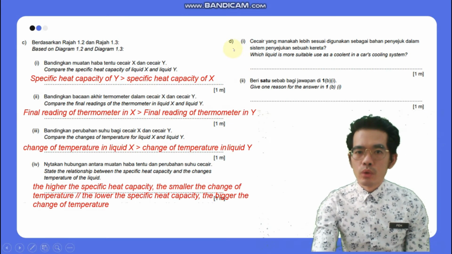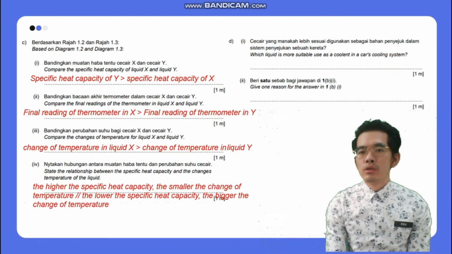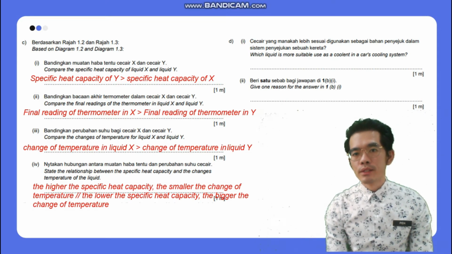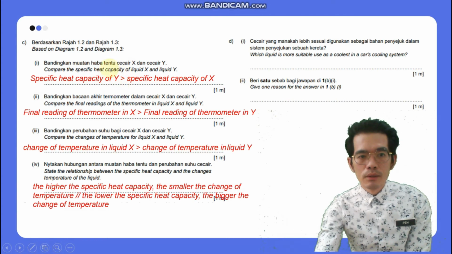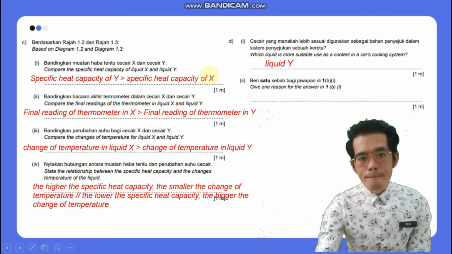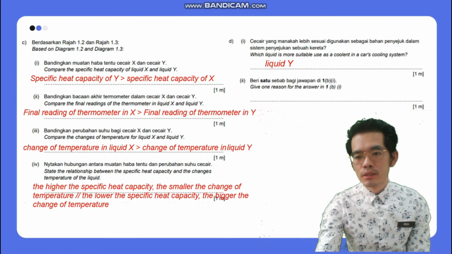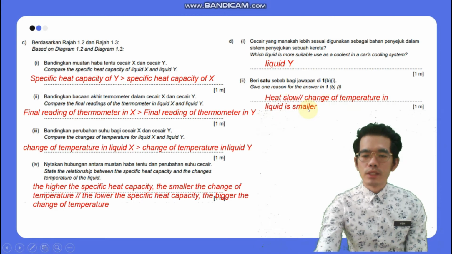Okay, so we go to question D1. Which liquid is more suitable to be used as a coolant in a car cooling system? For choosing the material as a coolant agent, the coolant must be able to absorb more heat without showing a higher change of temperature. That means we need to choose the bigger value of specific heat capacity. So here we need to choose material Y. The reason is Y has a higher specific heat capacity, which shows a slower rate of increase of temperature. So the change of temperature in the liquid is smaller. Okay, so this is the answer.